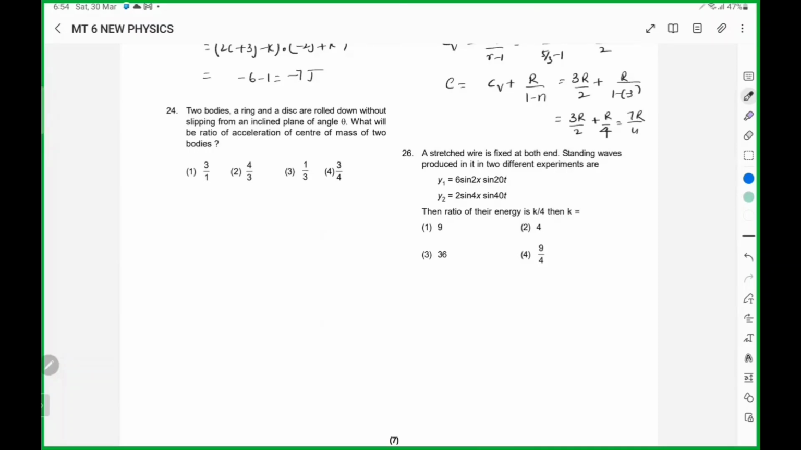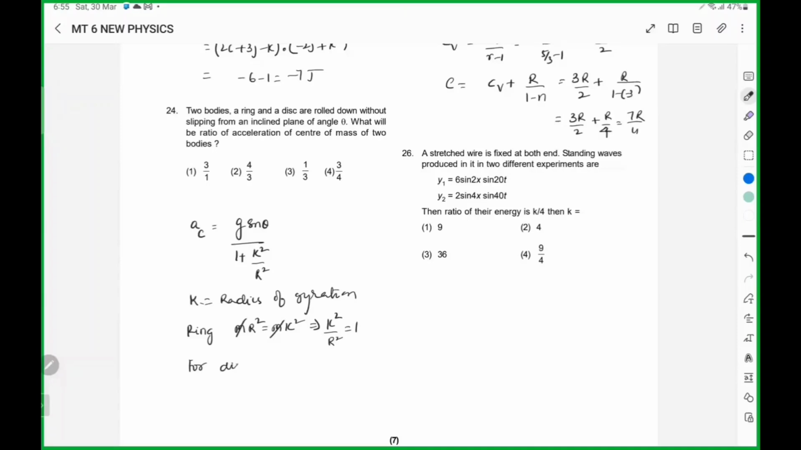If two bodies, a ring and a disc, are rolled down without slipping from an inclined plane of angle theta, what will be the ratio of acceleration of center of mass? So the acceleration of center of mass of a rolling body over an inclined plane. Here K is the radius of gyration. For a ring, Mr square is M K square, so K square by r square is 1.